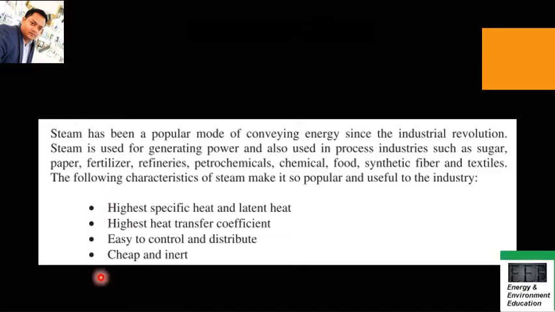So these are the 4 points. I'm not going to explain them in detail here, but you must at least understand these 4 points and remember them because it's a very important question as far as the exam is concerned. In the exam, they will generally ask you to list out the characteristics of steam, what makes it so popular and useful for the industry, friends.